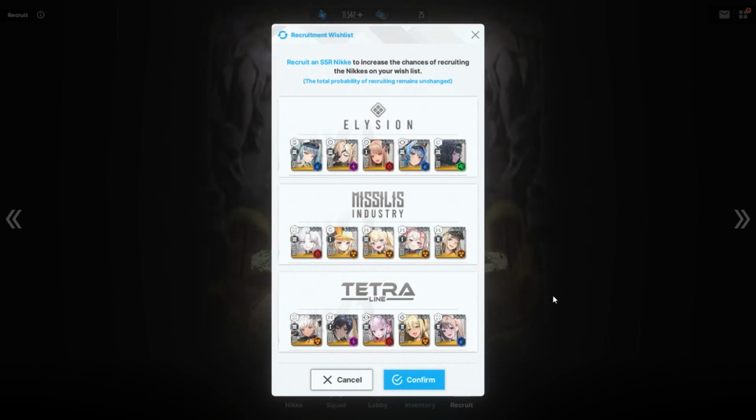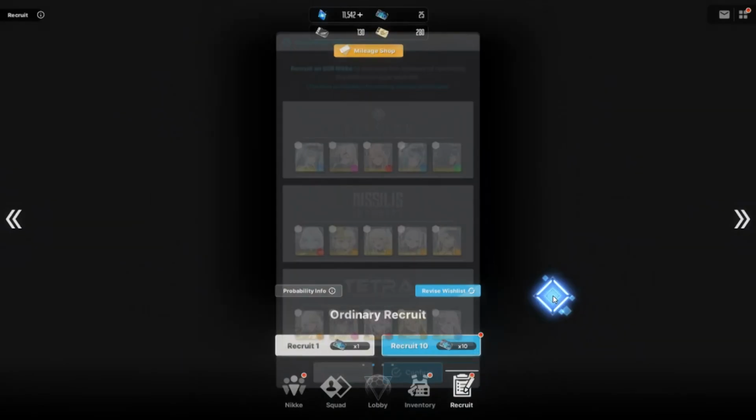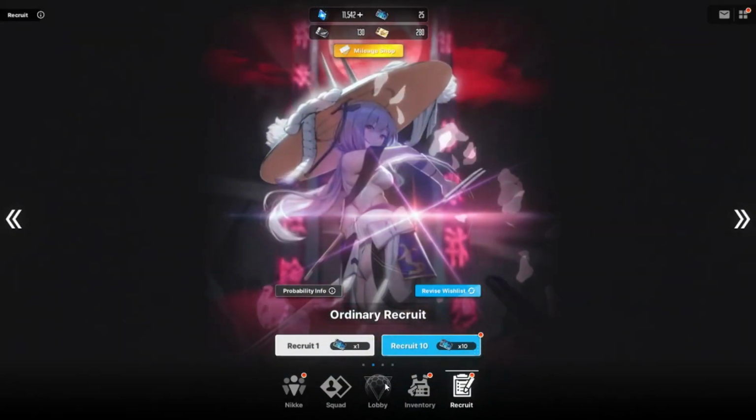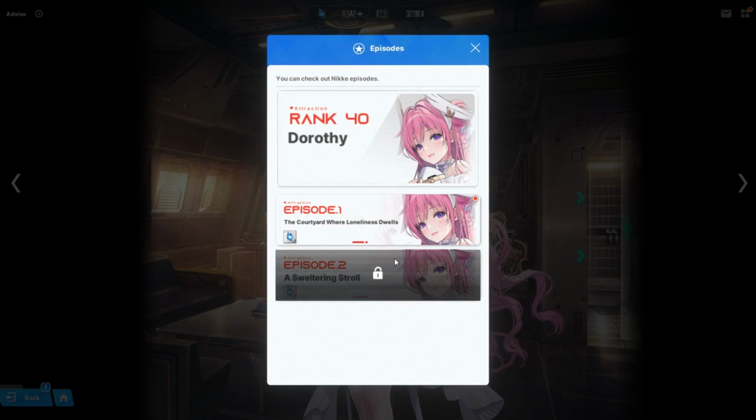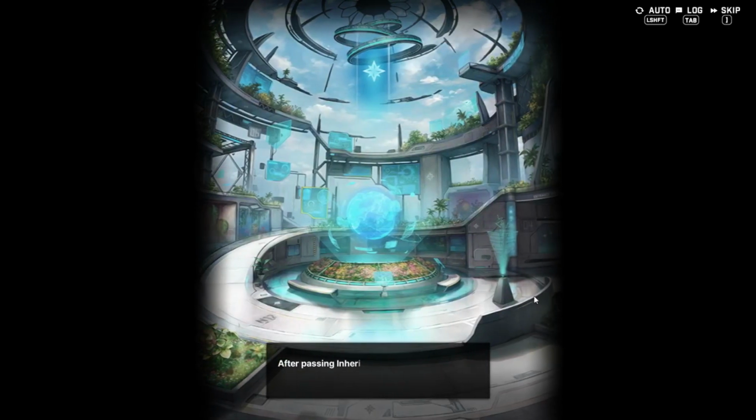And now I need to stop talking and gushing over bunny girls and actually go do Dorothy's, you know, story. Because that's what we all came here for, right? I am very curious to know what Dorothy is going to be doing with us. Alright, here we go. The courtyard where loneliness dwells. Time to see what else makes Dorothy tick.